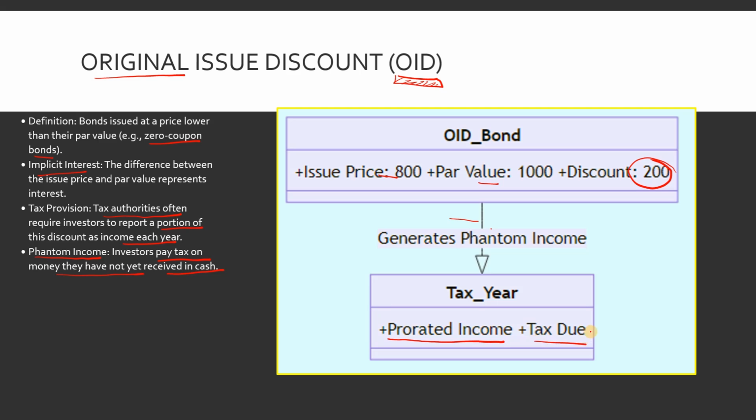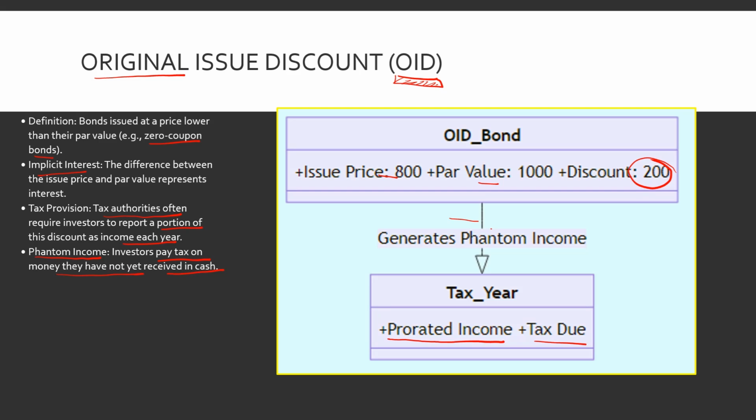Cost basis adjustment for OID. To ensure you aren't taxed twice on your OID bonds, the law allows for a cost basis adjustment. Your cost basis is the value of your investment for tax purposes. Each year, as you pay tax on that phantom income, your cost basis increases by that same amount.